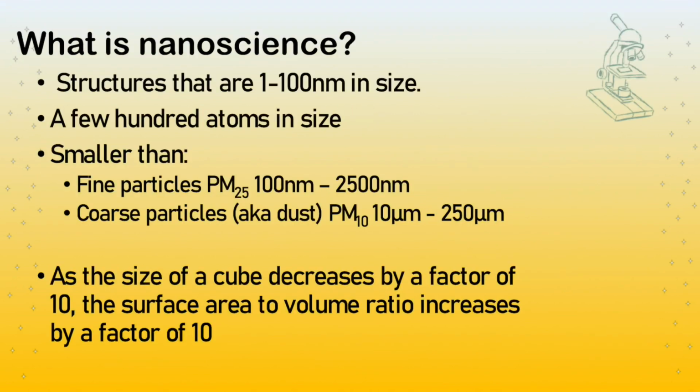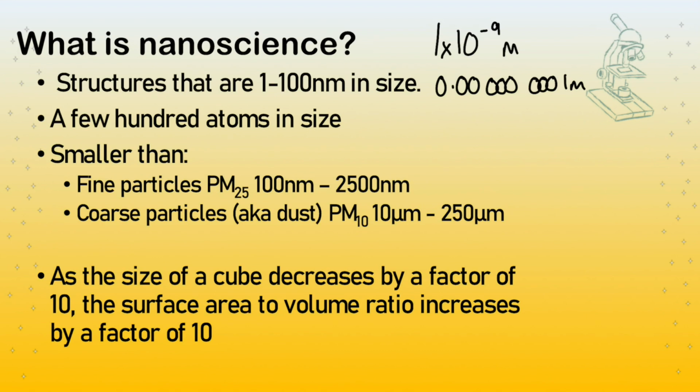Nanoscience and nanoparticles take into account anything that is in the nanometer range, and 1 nanometer is 1 times 10 to the power of minus 9 meters, or 0.000000001 meters. So it's very, very small. We're talking about a few hundred atoms in size. They're much smaller than what we call fine particles, which are 100 to 2,500 nanometers. Sounds like a weird fact, but it's something in your specification you're supposed to know.